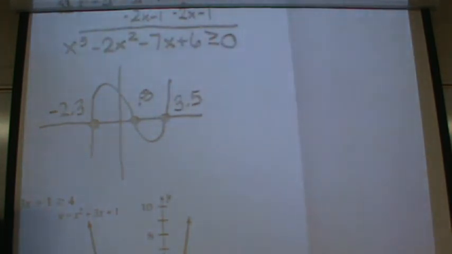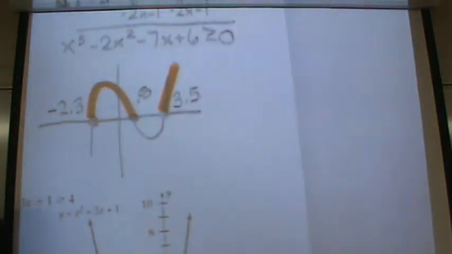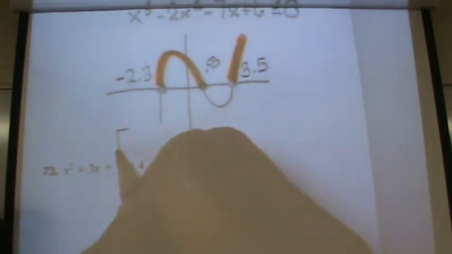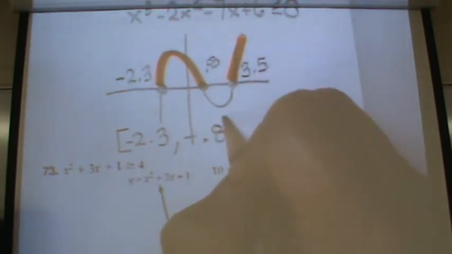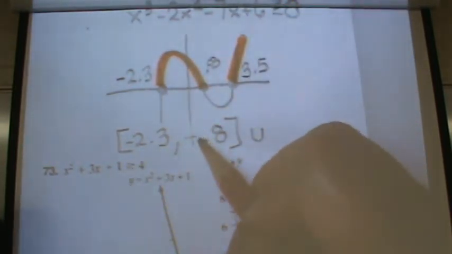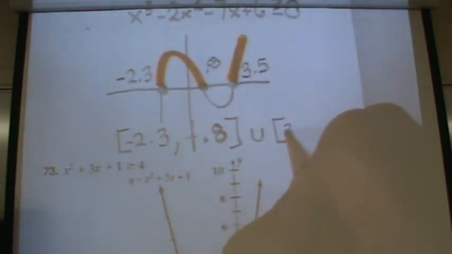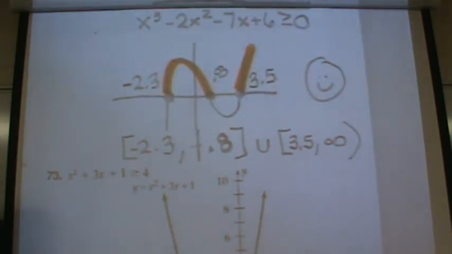Okay, so now, can you tell me what part of this graph do I want? I want the part that's greater than or equal to 0. It's that first arc, this and that, right? So how am I gonna write this answer? Bracket -2.3, comma, is it -0.8? It's positive 0.8, yep, bracket, and then union, bracket 3.5, comma, infinity. Yay! You got it. That was nice.